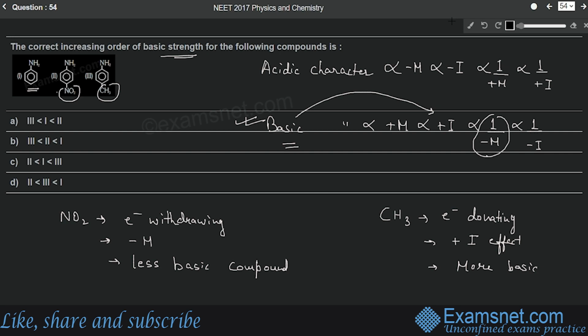So we have to arrange them in increasing order of the basic strength. That means the third one will be most basic, right? Then the first one is the moderate and the least basic will be the second one. So this will be the sequence 2, then 1, then 3. So according to that, option C should be the correct answer.